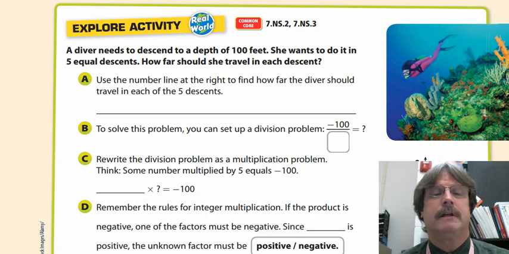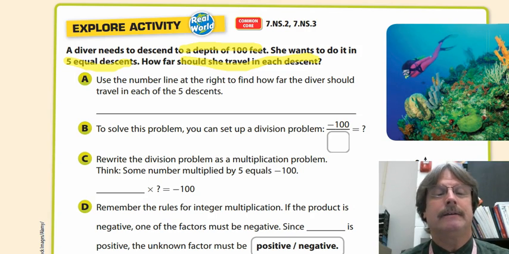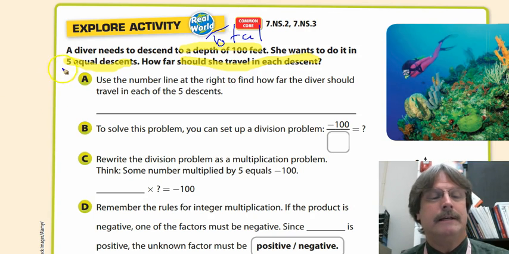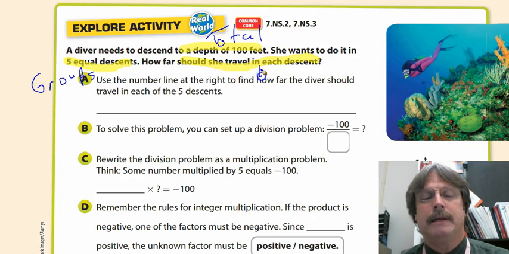Looking at this activity, we first want to highlight our information. A diver needs to descend to a depth of 100 feet. She wants to do it in 5 equal descents. How far should she travel in each descent? So we have a depth of 100 feet, 5 equal descents, and how far she goes for each descent. We're going to treat the depth as our total, the descents as our groups, and this will be our items.